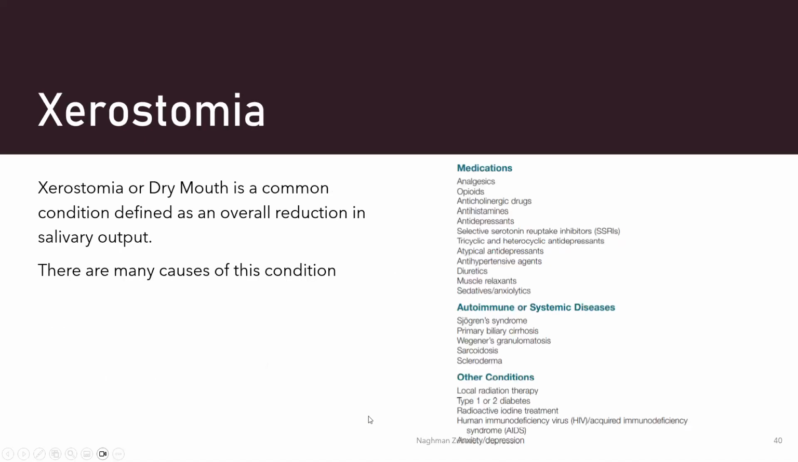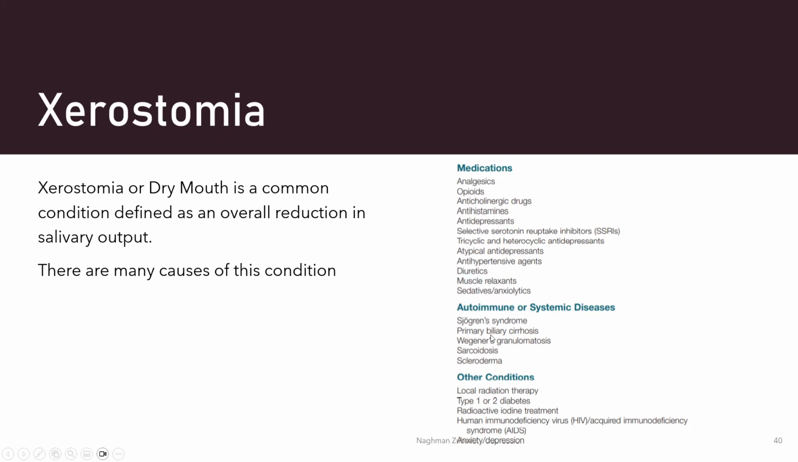Xerostomia. Xerostomia or dry mouth is a common condition defined as an overall reduction in salivary output. There are many causes of this condition, and we could be asked about that in our exam. Medications like analgesics, opioids, anticholinergics, antihistamines, antidepressants, selective serotonin reuptake inhibitors or SSRIs, which are used in depression, tricyclic and heterocyclic antidepressants as well, atypical antidepressants, antihypertensive agents, diuretics, muscle relaxants, and sedatives or anxiolytics.